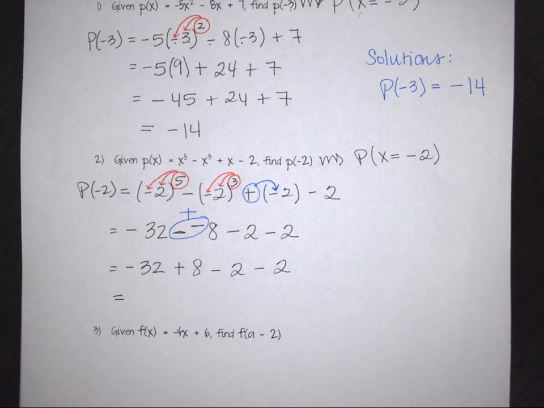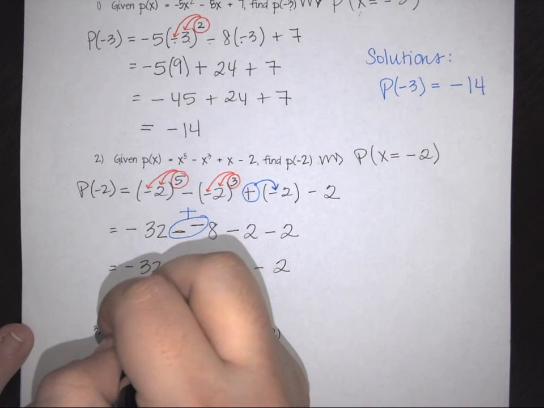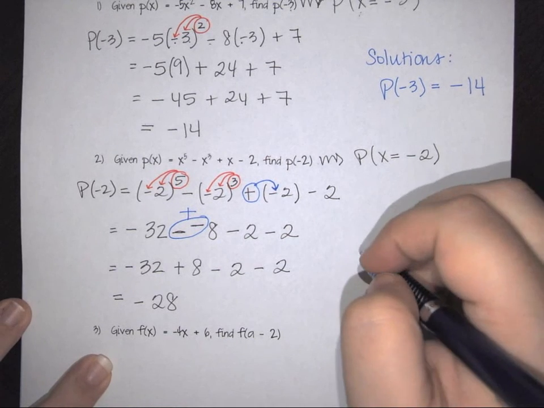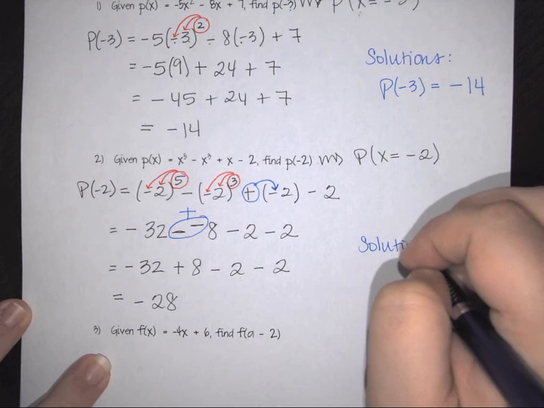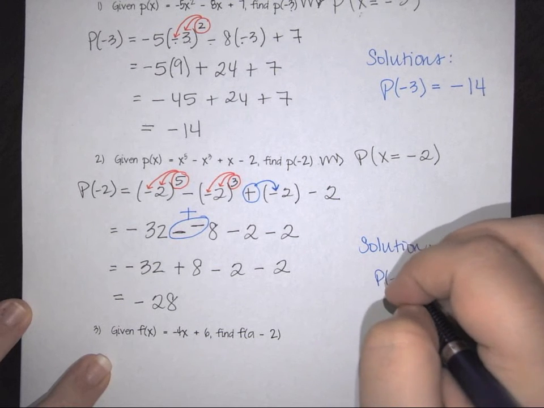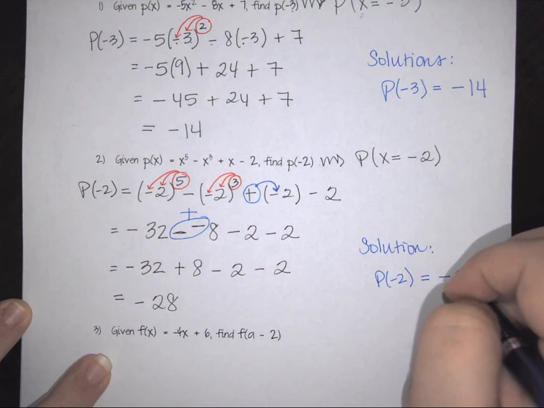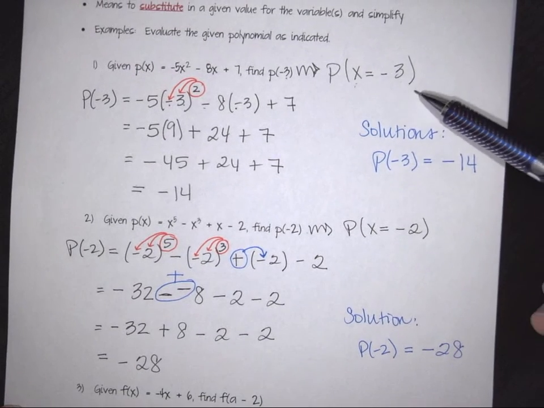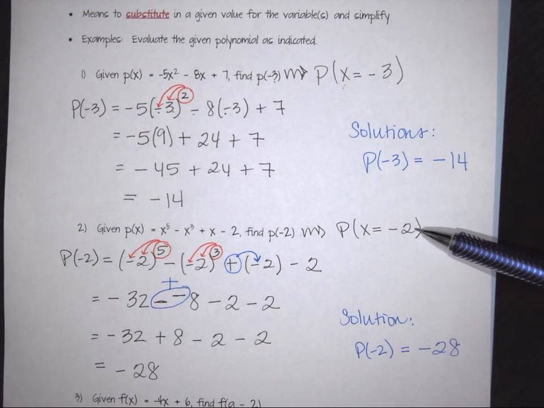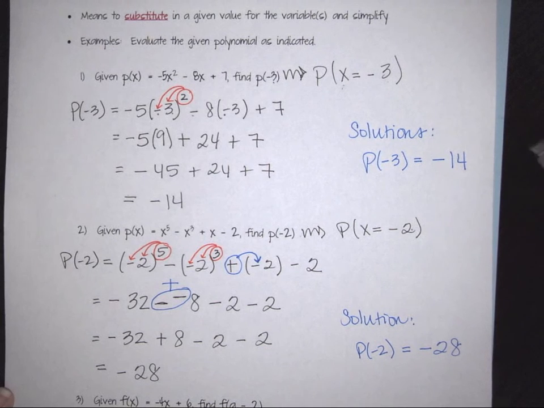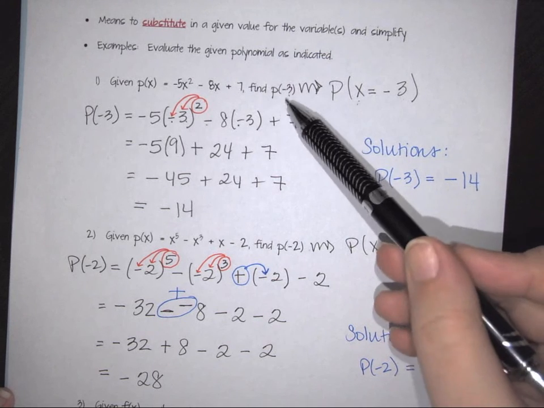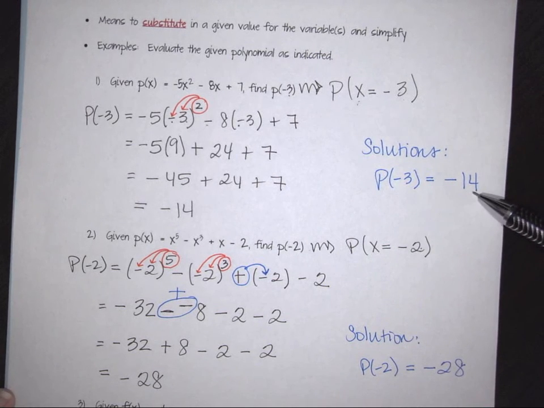So here we've got that negative 32 is going to become a negative 28 as a result. So again, if we write our solution, we have that p of negative 2 is going to give us a negative 28. So notice in both of these first two examples, what I was substituting in was a number. Okay? So here, the biggest hint I have is if your substitution value is a number, then your solution should be a number.